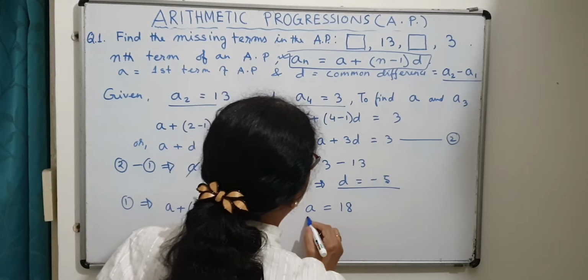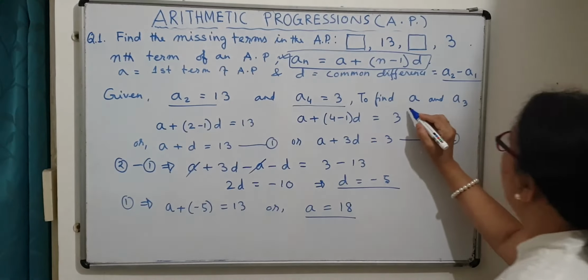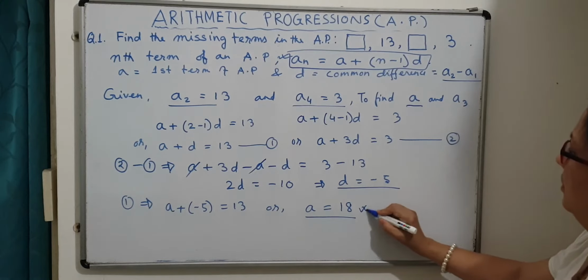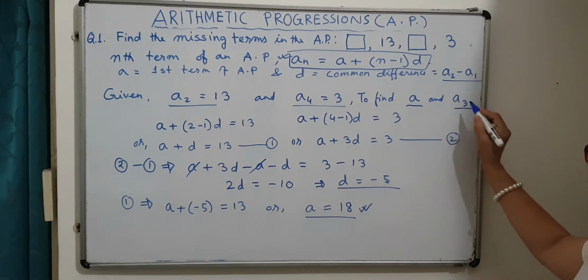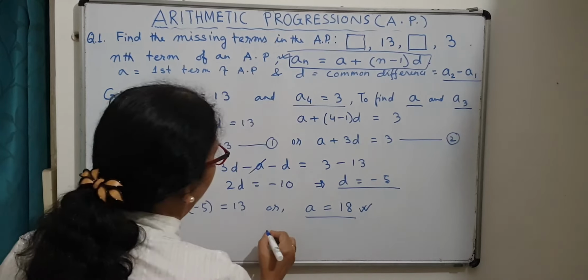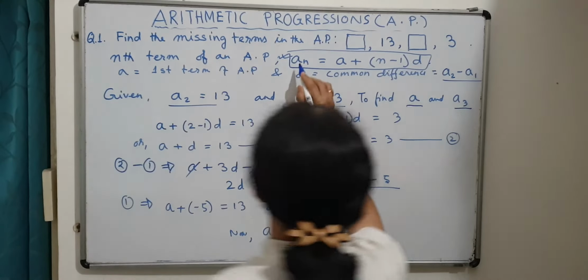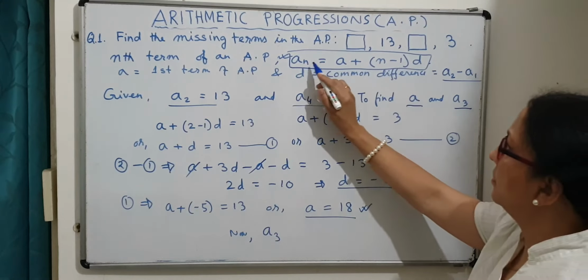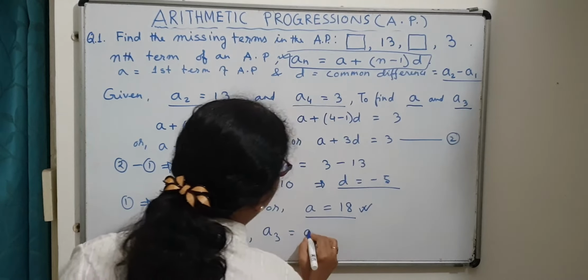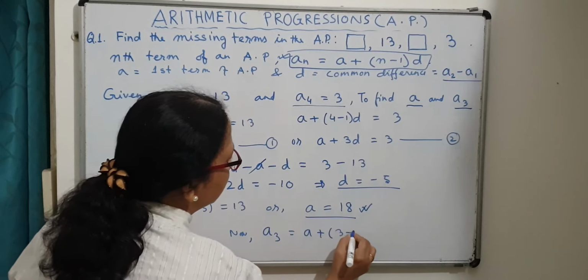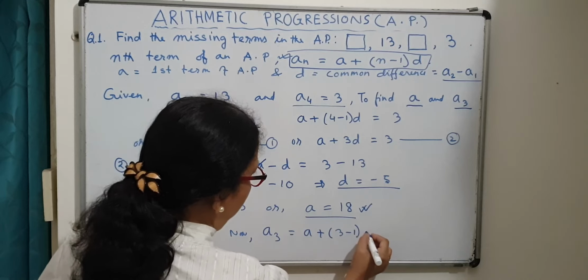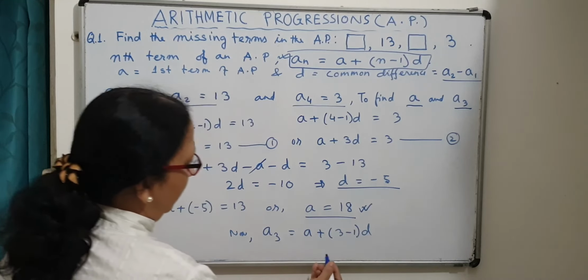So I got this value also. To find a, that I already got, and a3, so now I have to find a3. So what will be a3 now? Using the same formula, n is now 3, so a3 is equal to a plus n minus 1 into d.